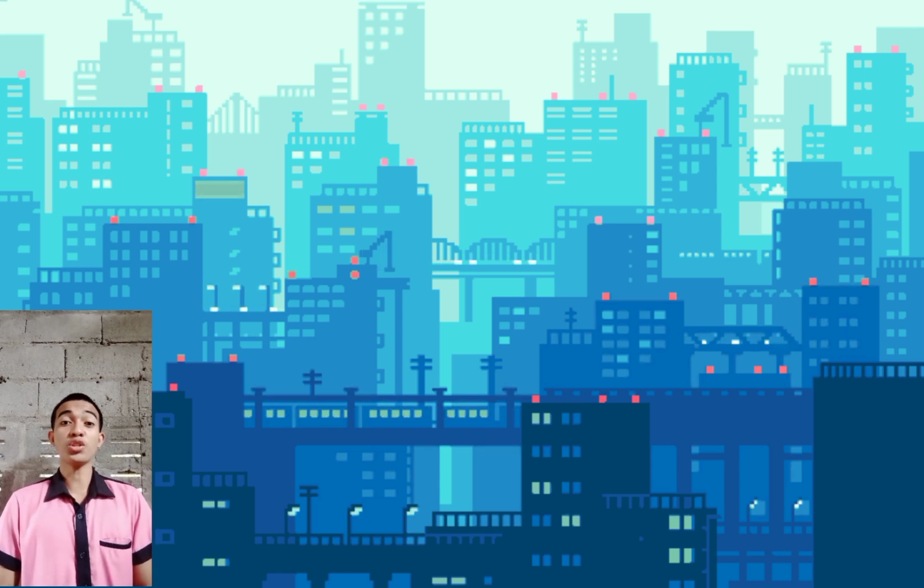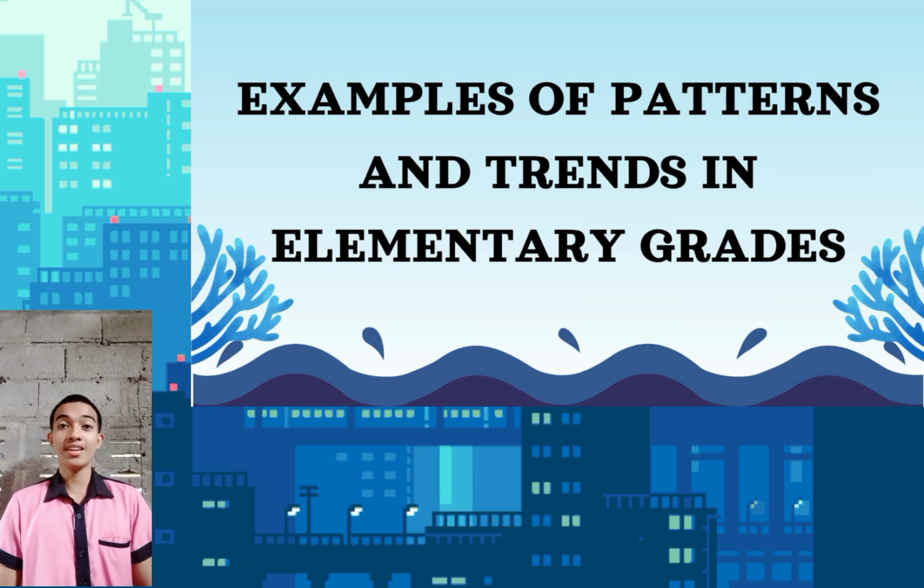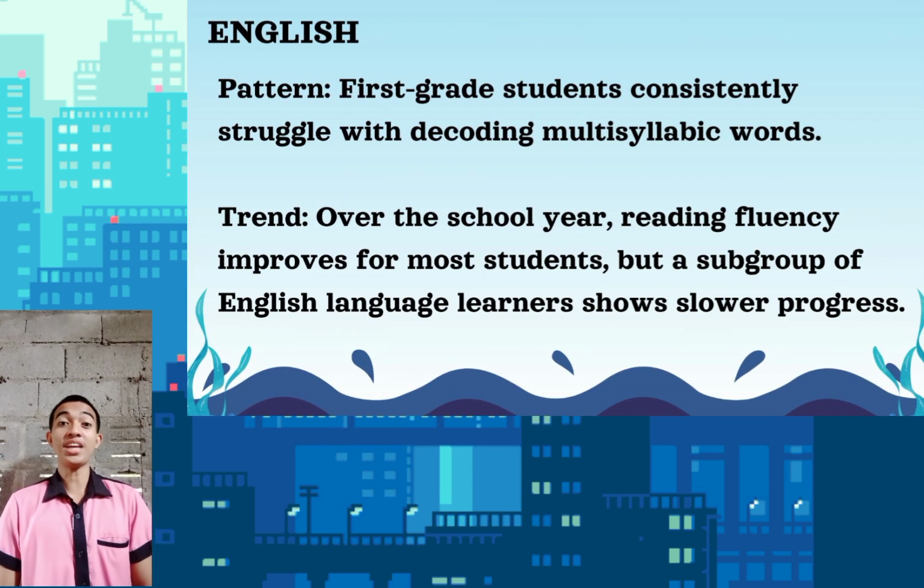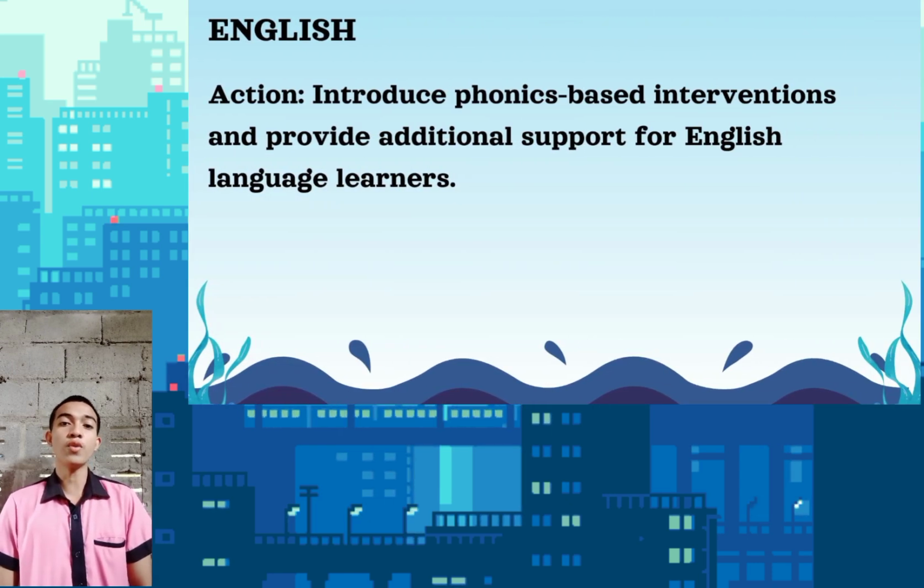Alright, at this point of time, I will give you different examples of patterns and trends in elementary grades for different content areas. First, in English. Pattern: first grade students consistently struggle with decoding multi-syllabic words. Trend: over the school year, reading fluency improved for most students, but a subgroup of English language learners shows slower progress. Possible action: introduce phonics-based interventions and provide additional support for English language learners.